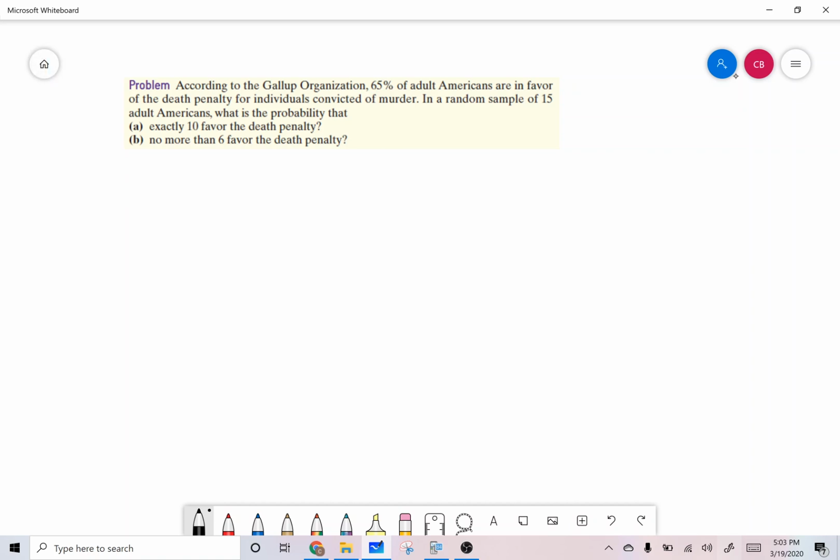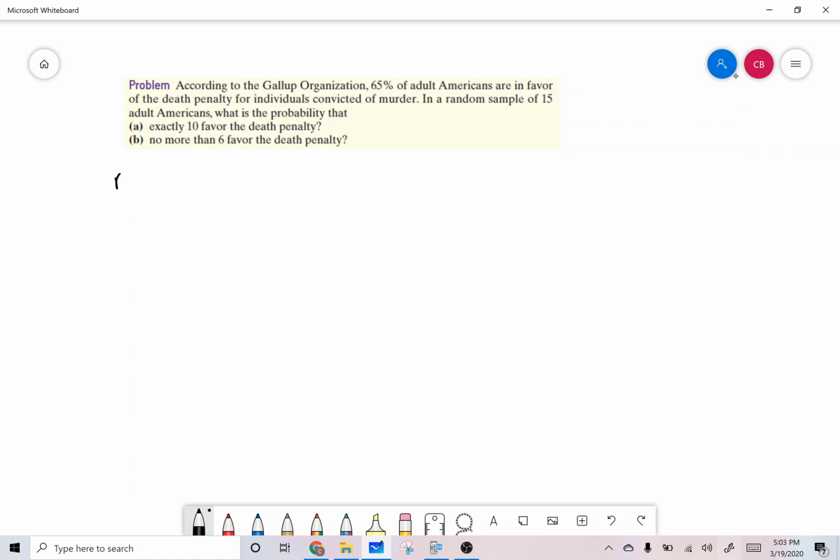Let's get this going. What I want you to see on this one is a binomial distribution. We're going to use the calculator to do it, and I'm going to use an on-screen calculator to show you this. In this example, according to the Gallup organization, 65% of American adults are in favor of the death penalty for individuals convicted of murder. In a random sample of 15 adult Americans, what is the probability that A, exactly 10 favor the death penalty, and B, no more than 6 favor the death penalty?